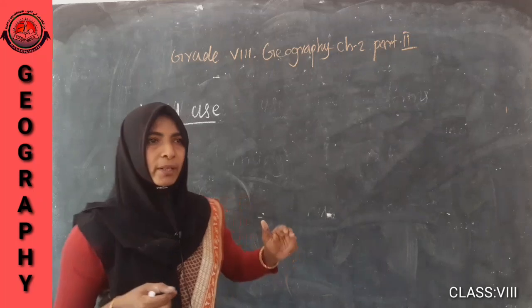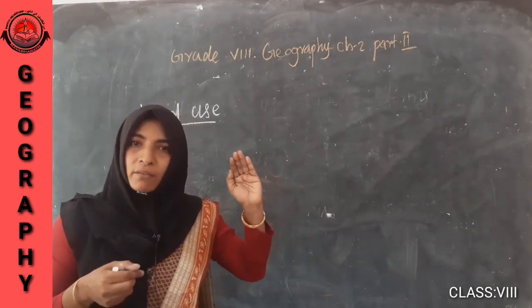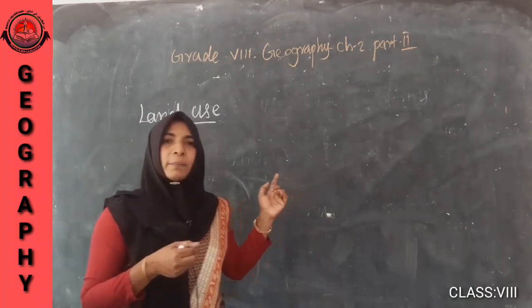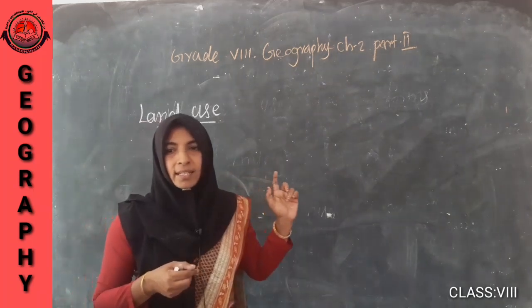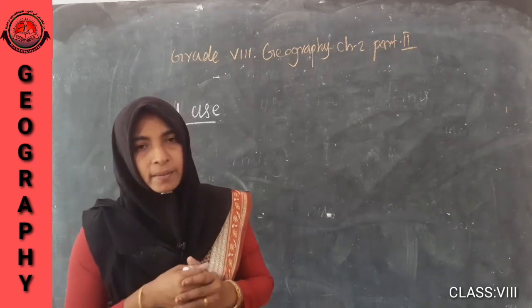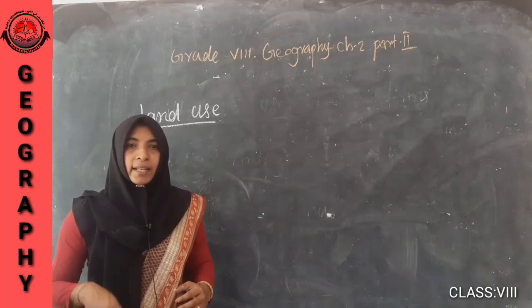What is the peculiarity of land use? Land use may differ from one place to another. Moreover, it will depend upon the stages of development of a place. The land use pattern differs from one place to another place.